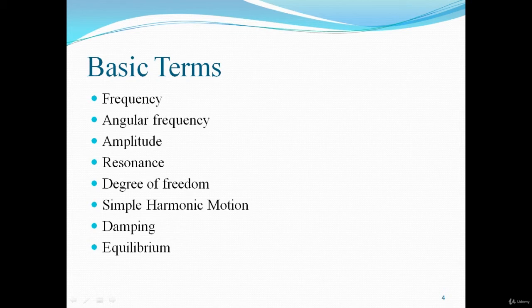Next term is resonance, right? This is going to be a very important term. Before that, I would like to introduce one more term which is called natural frequency, right? Natural frequency is the frequency by which a system oscillates from its mean position. This is the maximum amount or maximum amplitude a system could get. So this is called natural frequency.